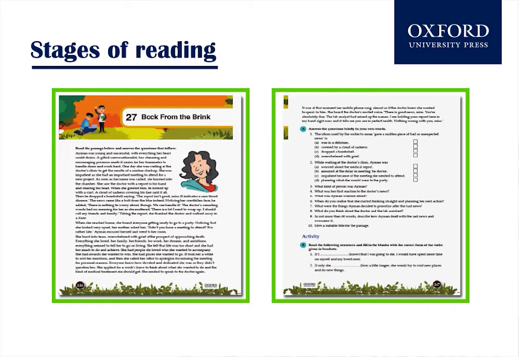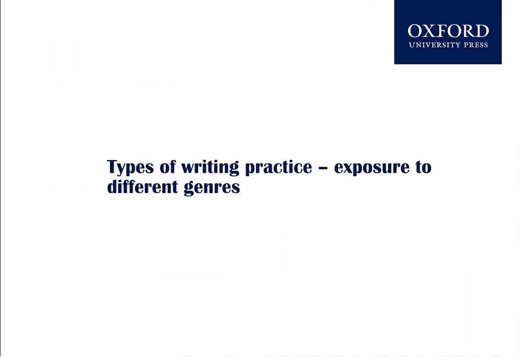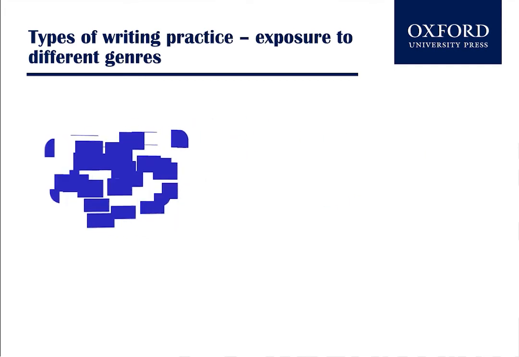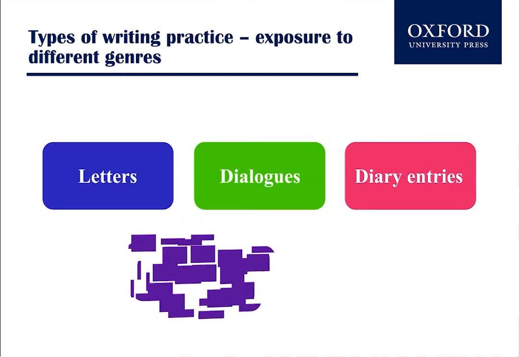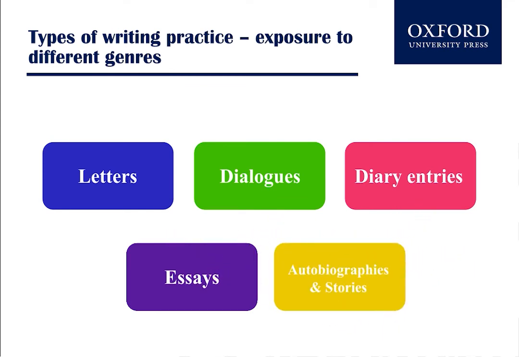Types of writing practice that we can engage children in are letters, dialogues, diary entries, essays, autobiographies, and stories. It's important for them to realize that each different genre of writing requires a different style and structure. It has a different flavor, it has a different tone, and different levels of formality.